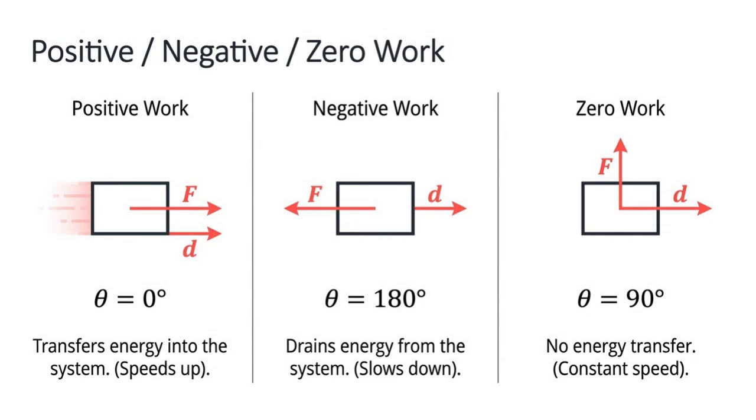On the other hand, if the force is applied opposite to the displacement, with an angle of 180 degrees, the work done is negative. This drains energy from the system, slowing it down. Lastly, if the force is perpendicular to the displacement at 90 degrees, no work is done, because there is no energy transfer. In this case, the object maintains a constant speed. Each scenario shows how the direction of force relative to displacement affects the energy within the system.